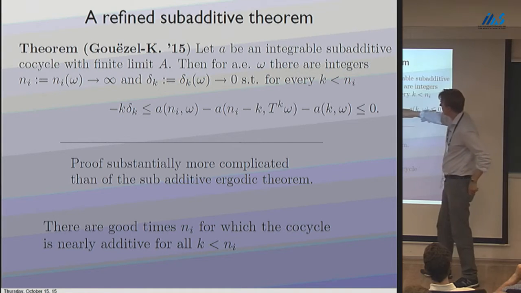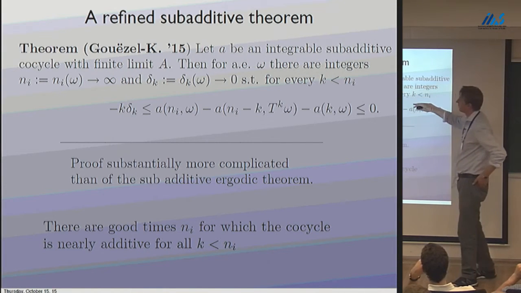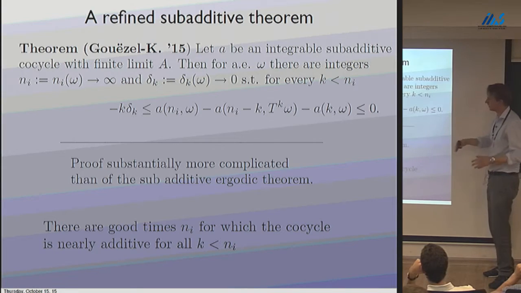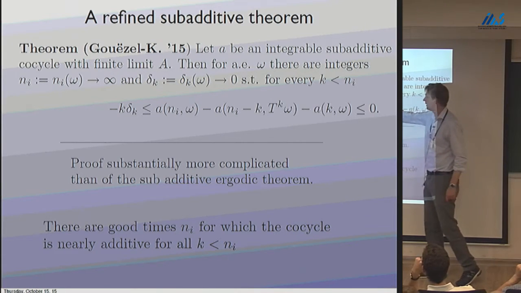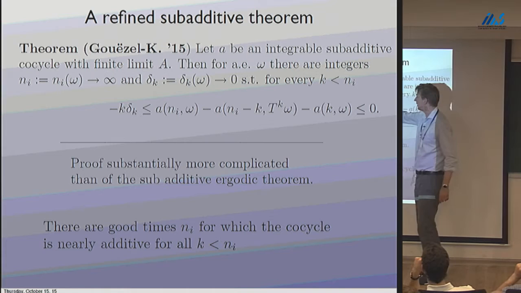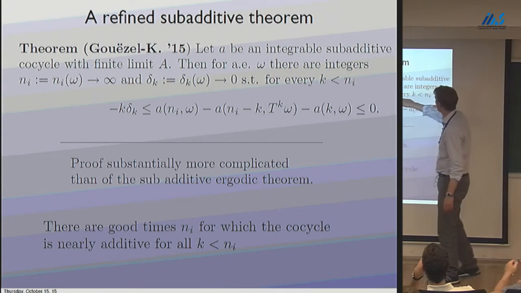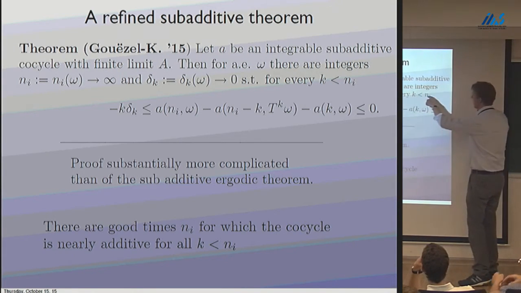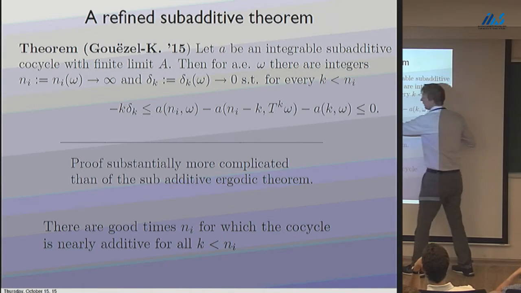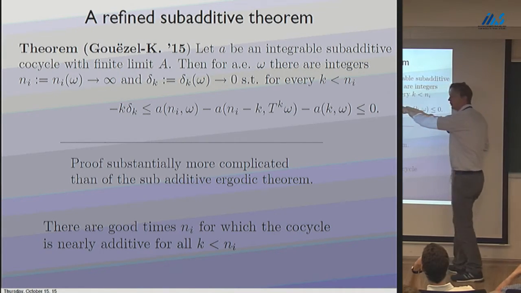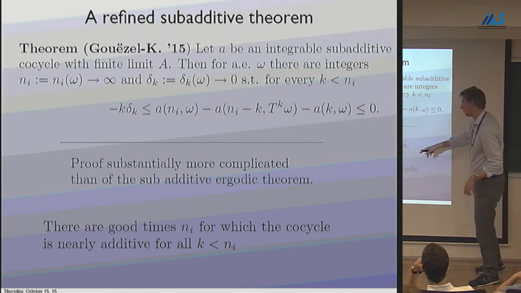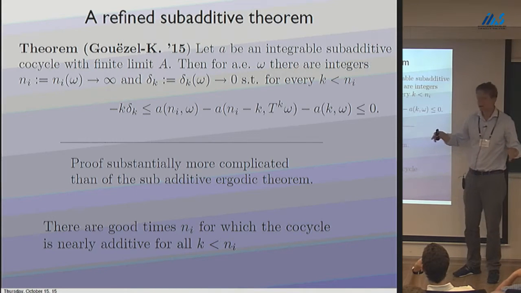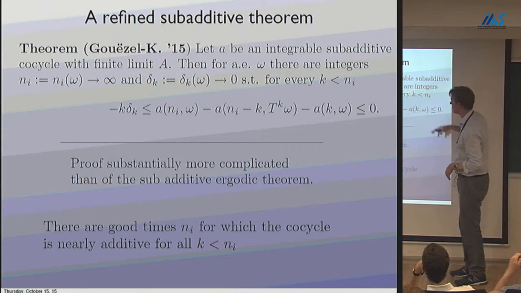I'm convinced. What is the statement? So let A be an integrable subadditive cocycle with a finite limit. So nothing having to do with metric spaces again. Now for almost every omega, we have good times, the N_i there, and deltas tending to zero such that for every k from 1 to N_i, this looks additive. So at these good times, the subadditive cocycle is written here: for good times, the cocycle is nearly additive for all k's up to N_i.